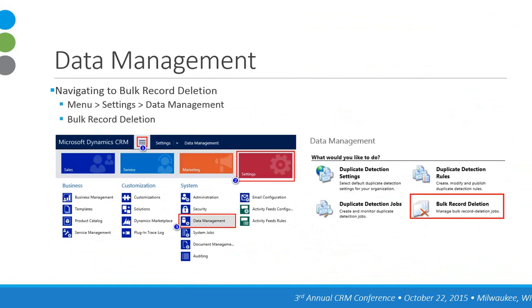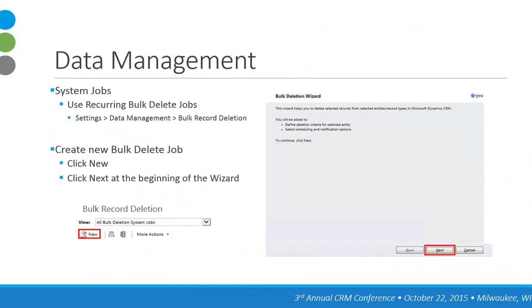To do this, we'll first talk about bulk record deletion of system jobs. You can access the bulk record deletion mechanism in Menu, Settings, Data Management, under the bulk record deletion section. Here, we can use a recurring bulk delete job to delete system jobs that have built up in the system over time as they've run. And you just simply click the New button in this section, and that'll pop up a new wizard for creating this job. And then you can just click Next on the first screen.